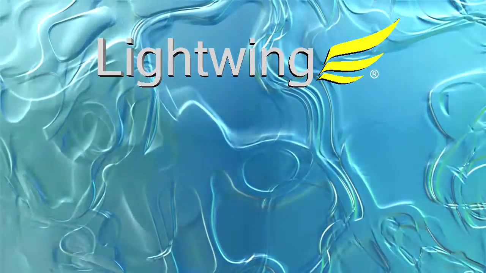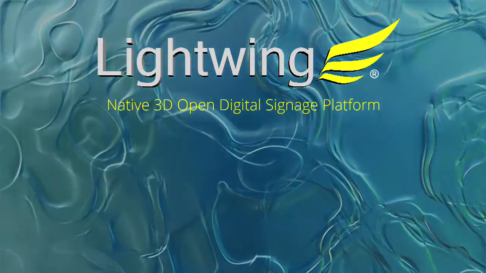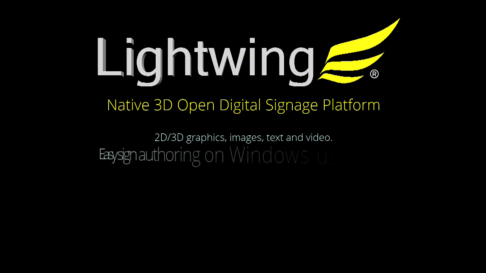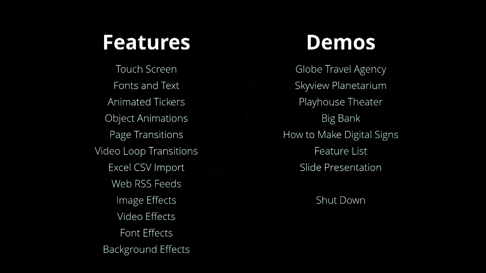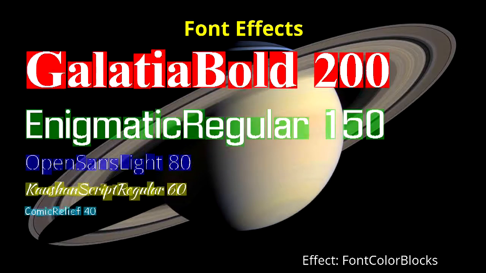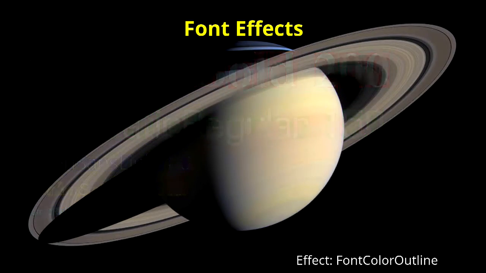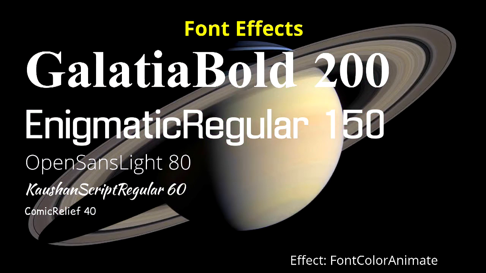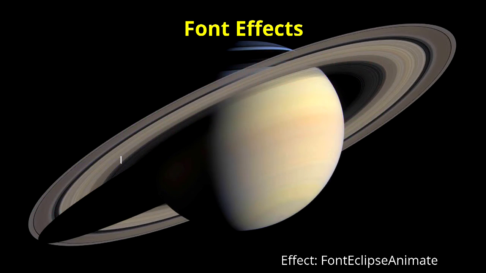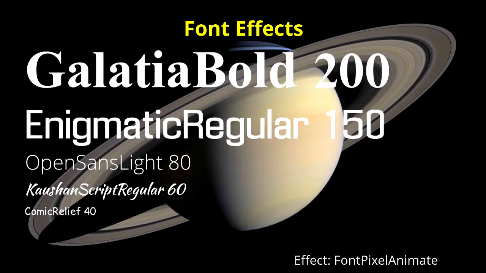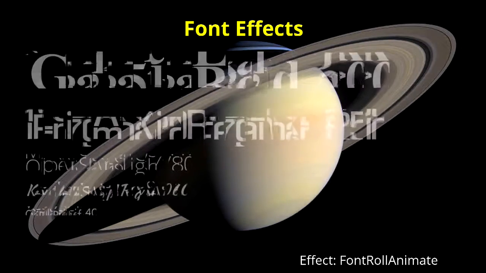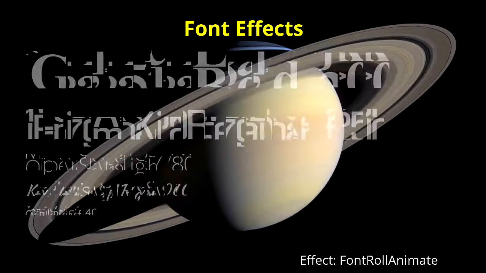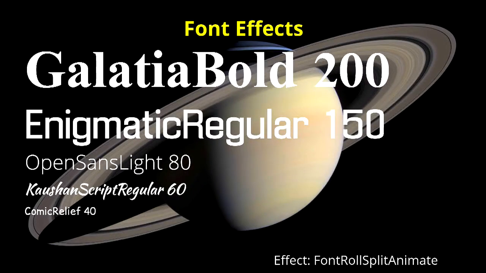And Lightwing can also apply effects to text fonts as well. The most important effects for text on digital signs are drop shadow effects, which are used to make text more readable when it's displayed over busy backgrounds. But Lightwing has many different effects for text which can produce really unique signage content. Most of the font effects are shown in this example. And these effects can also be customized, and they can be used on text tickers as well.